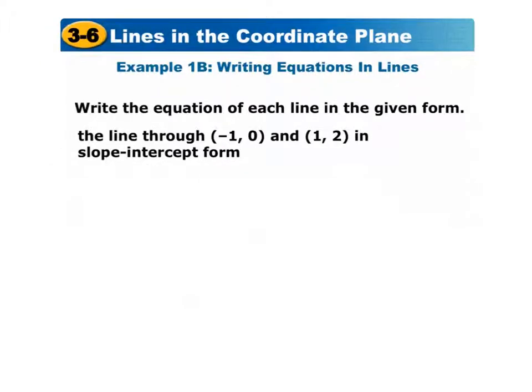Write the equation of each line in the given form. The line through -1, 0, and 1, 2 in slope-intercept form. We have 2 points that are given here. What else do we need? What's slope-intercept form?